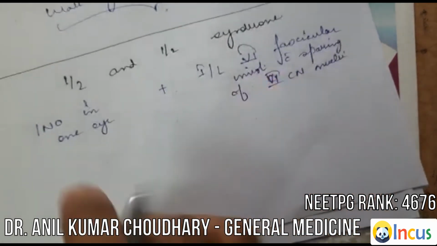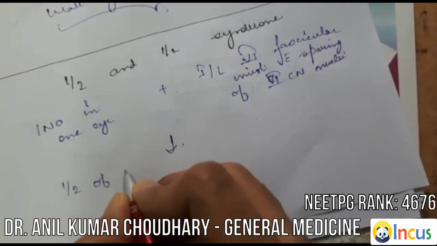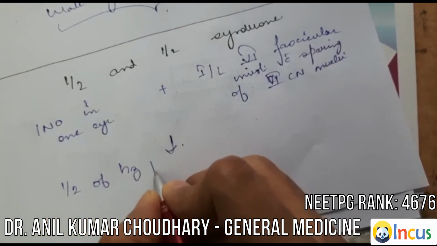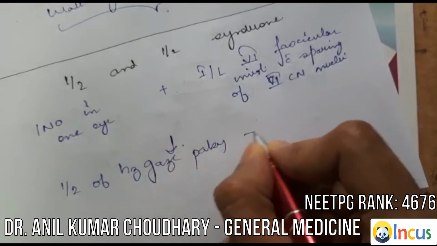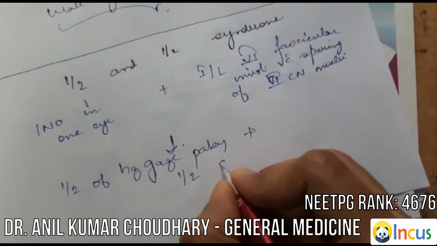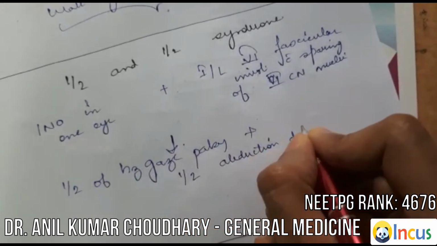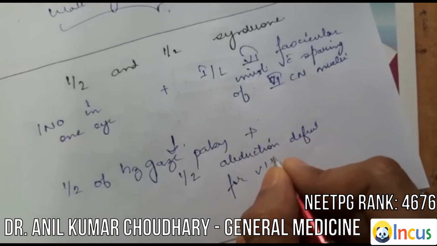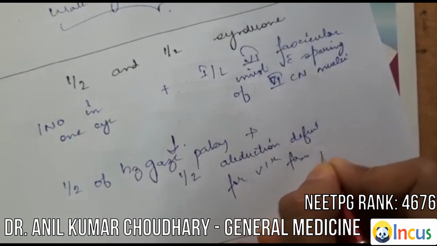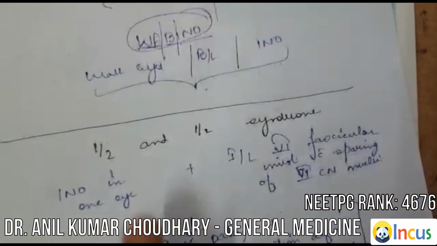So what happens is, this will lead to half of horizontal gaze palsy, plus there is half of abduction deficit for 6th fascicular palsy. Easy. So this is 1/2 syndrome.